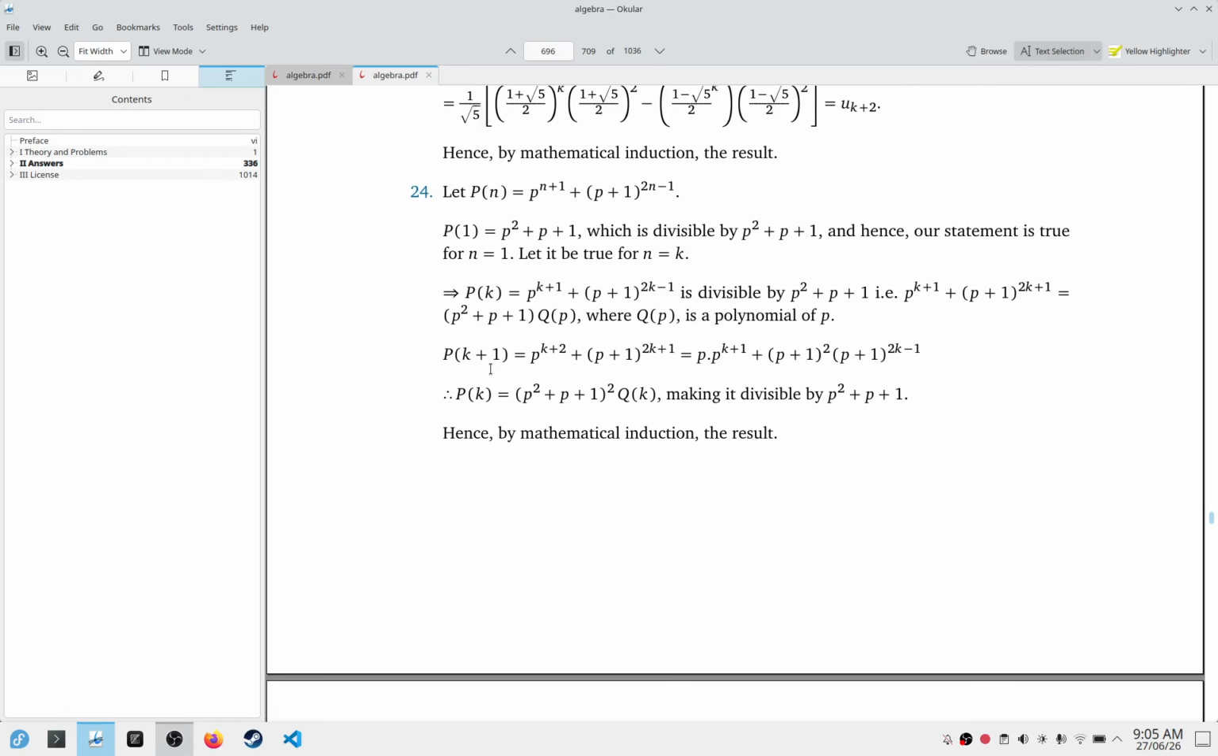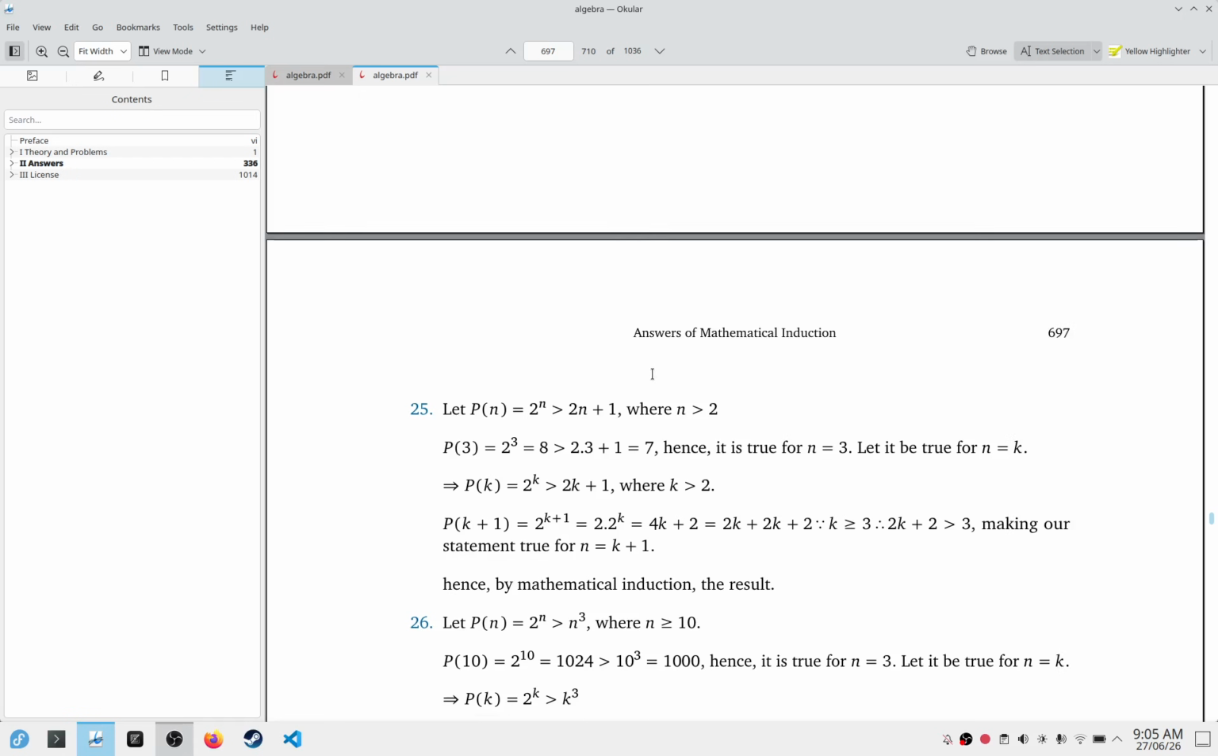Now we take P(k plus 1), we then get P raised to the power k plus 2 plus P plus 1 raised to the power 2k plus 1. And we split it into two parts. We write P to the power k plus 2 as P into P to the power k plus 1, and P plus 1 raised to the power 2k plus 1 we write as P plus 1 whole square times P plus 1 to the power 2k minus 1, which is equal to P square plus P plus 1 whole square Q(k), making it divisible by P square plus P plus 1. Hence, by mathematical induction, we have proven the result.